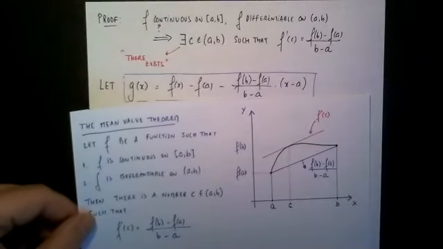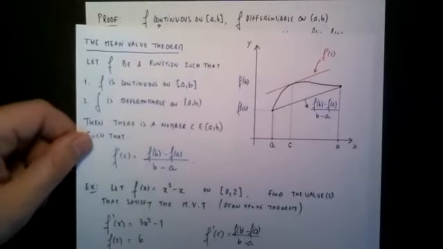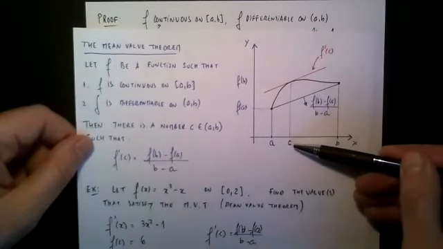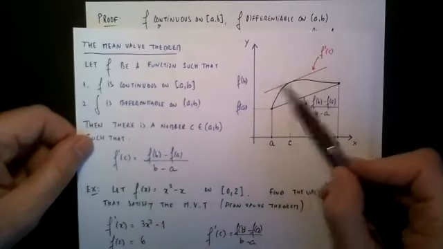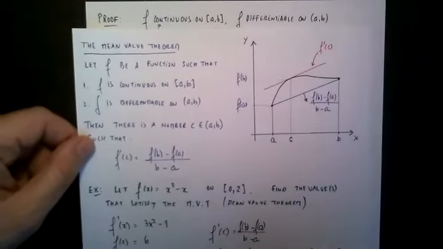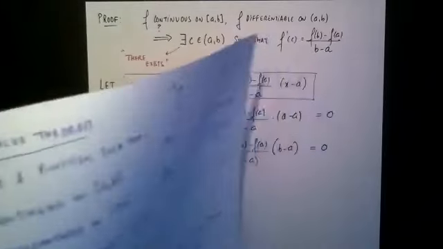Okay, so this is what I want to show. I want to show exactly this here: that there is a value c for which the tangent has the same slope as this blue line. Is that okay? What we want to show? Yes. Okay, so let's go.